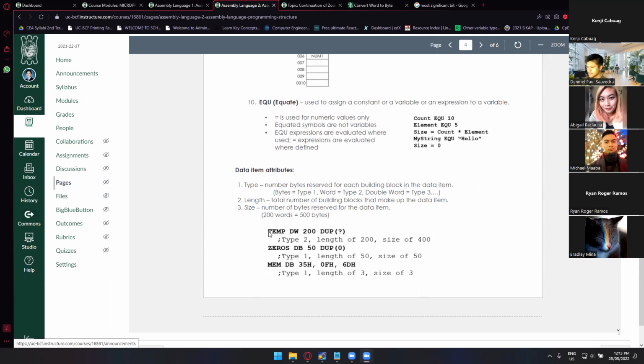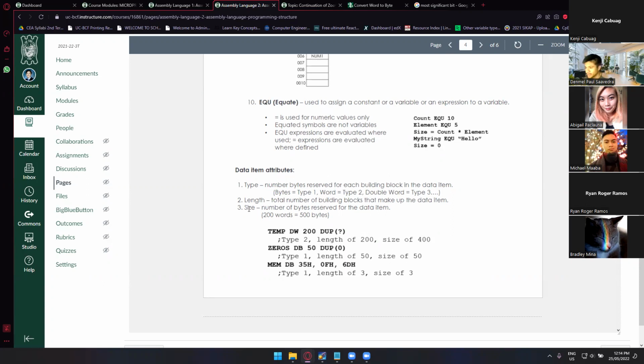All right, so let's go back to our first example. Okay, so we have here TMTW 200 and duplicate. So let's just answer this one. What is the type, what is the length, and what is the size of this first example? So this is type 2 since this one is a defined word, and this has a length of 200, because it has 200 individual values. And then this one has the size of 400 in bytes.